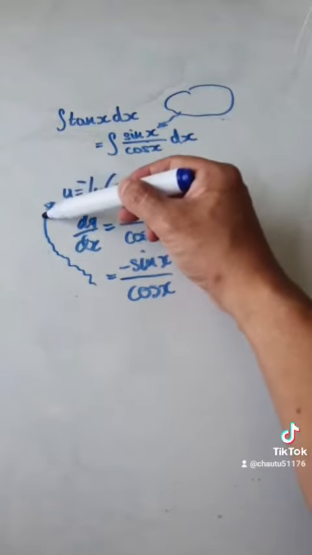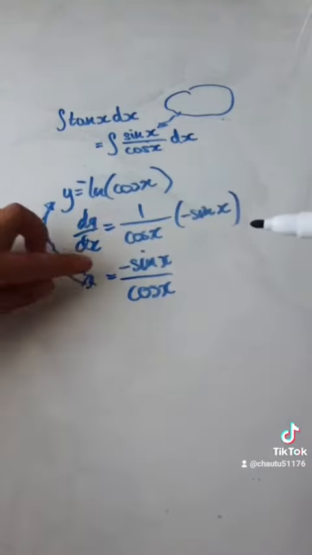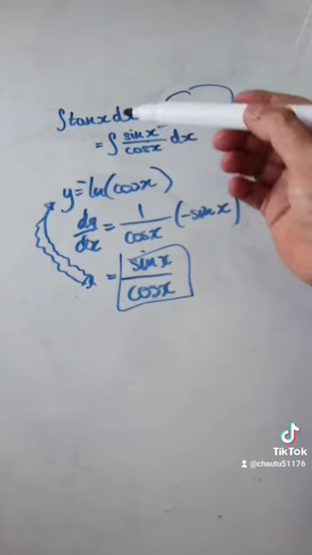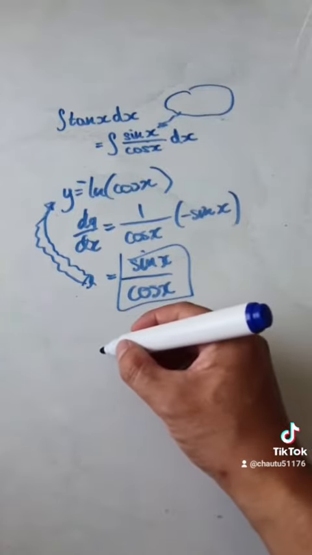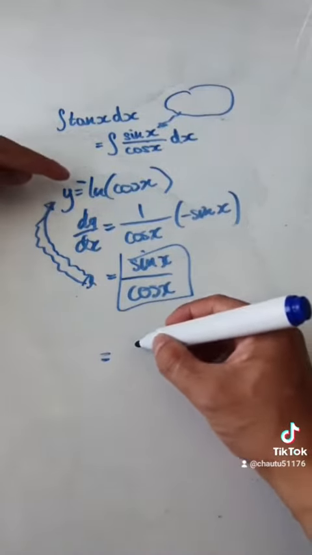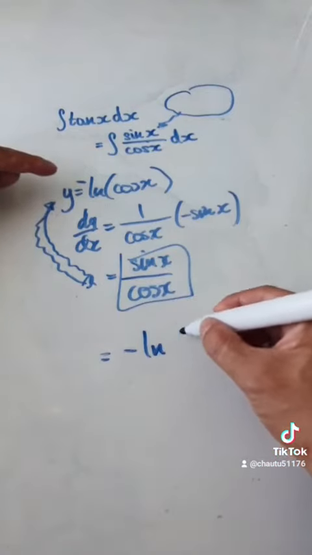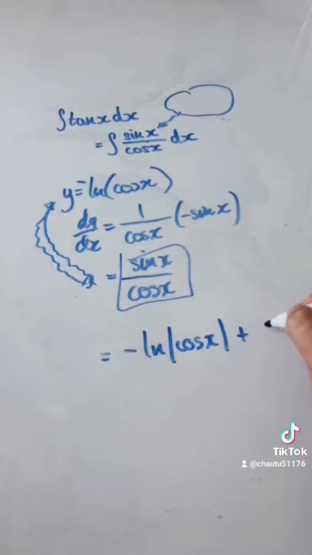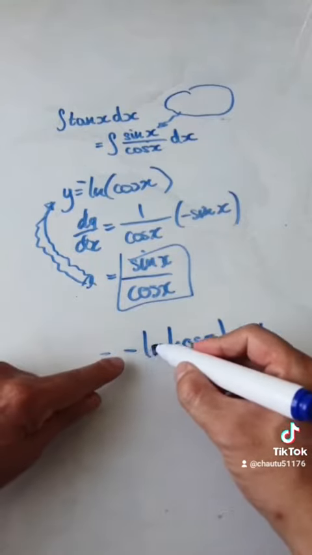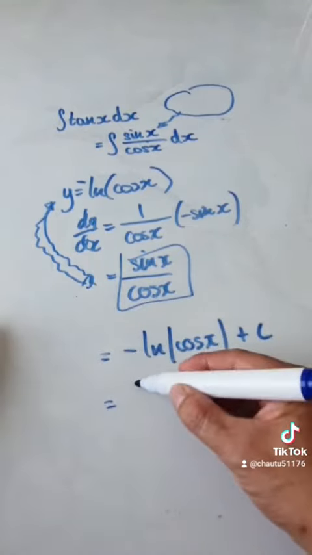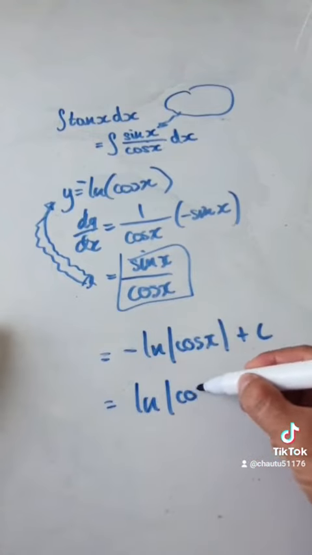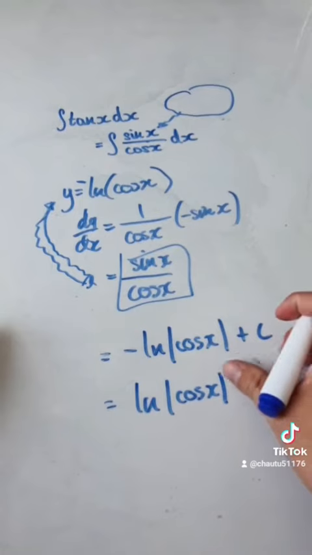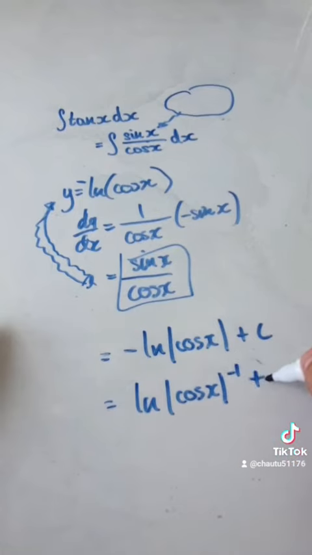Now when you differentiate it, it will be this. So when you integrate this, it will become this thing here, minus natural log absolute value cos x, and then plus c. If you want to, you can push this up here so it looks like this, natural log absolute cos x to the power of minus 1, plus c.